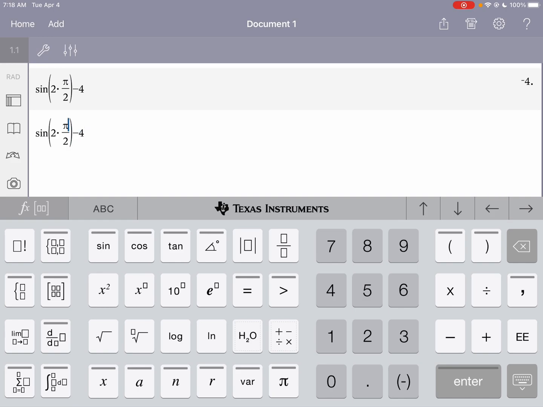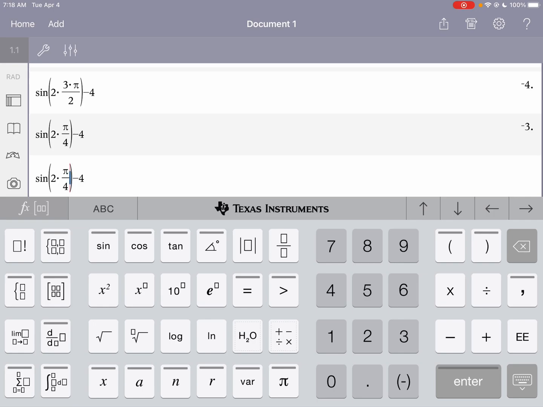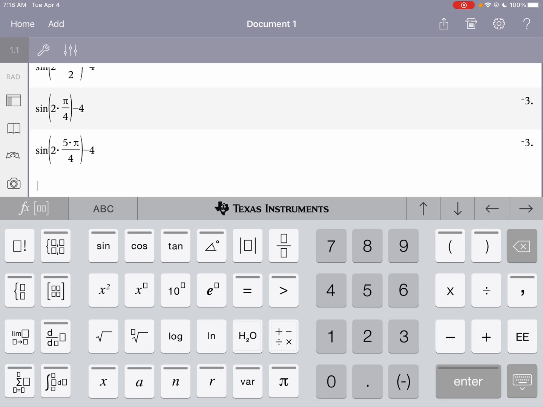If I switch it to 3 pi over 2, that's answer choice B. I get -4 again. That doesn't work. If one of the angles doesn't work, then neither of them will work. So I go to pi over 4. I see that I get -3. If I double check that second angle, which is 5 pi over 4, I get -3, and that's how I can confirm my answer.